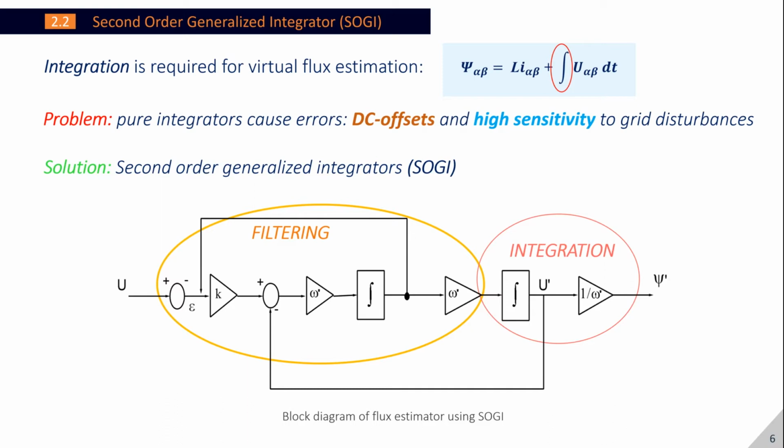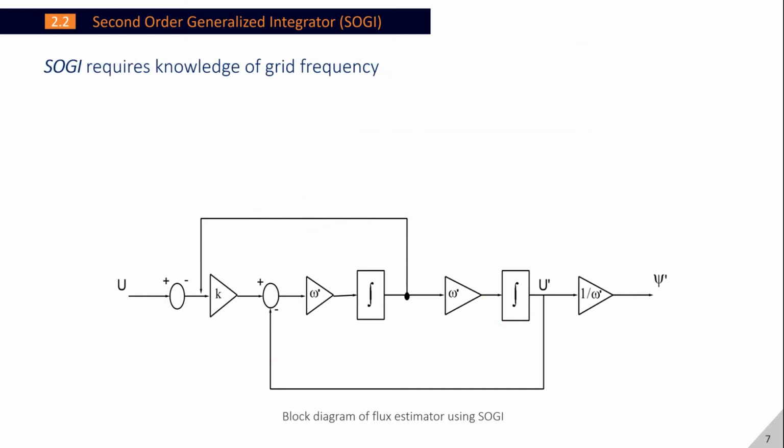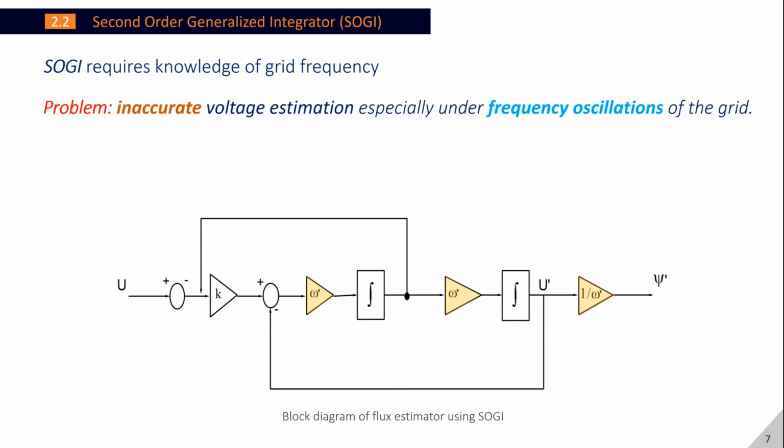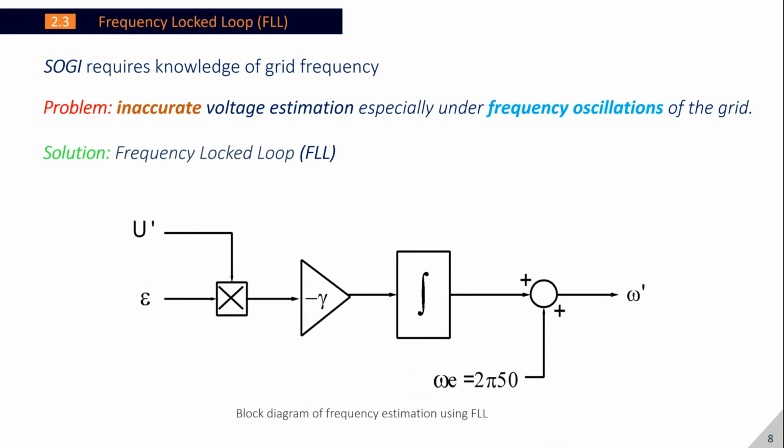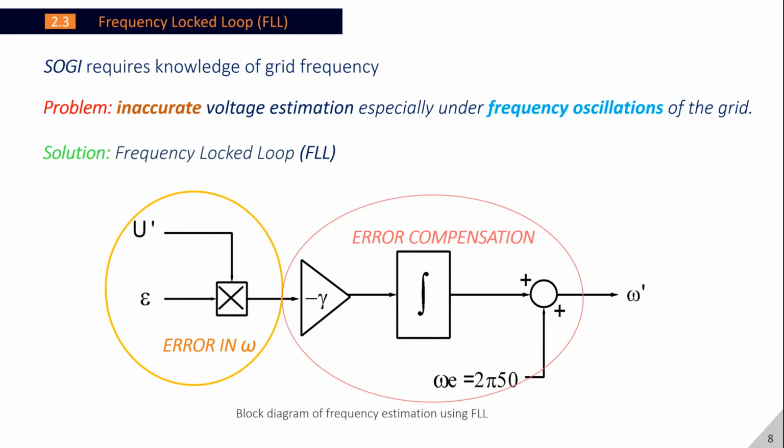And again, we're faced with another problem. SOGI requires prior knowledge of grid frequency. This means that our voltage estimation will be inaccurate, say in case of frequency oscillations of the grid, or maybe if you want to take the system from a 50 Hz network and try to operate it at a 60 Hz network. So we need to do something about that. For this, we used frequency locked loop, or FLL. FLL takes signals from different stages of SOGI in order to determine the discrepancy in the grid frequency, and then uses an integral regulator to compensate for this error.